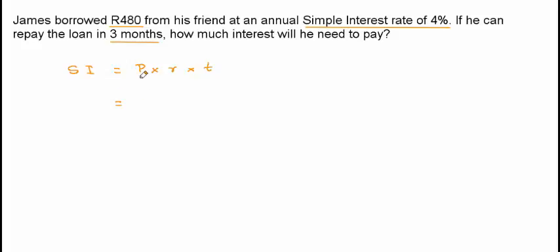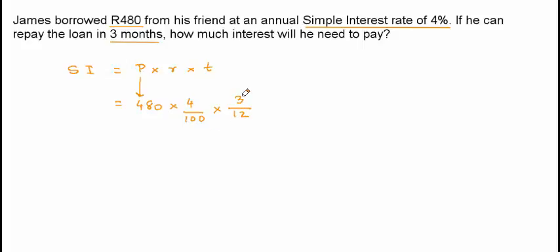Now this is going to be equal to, we know P, 480, no problem with that, times R is 4%, so that's 4 over 100, multiplied with the time in years. Now this is given in months. So 3 months is how many years? That's 3 over 12 as a fraction.